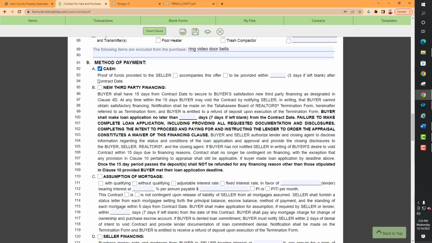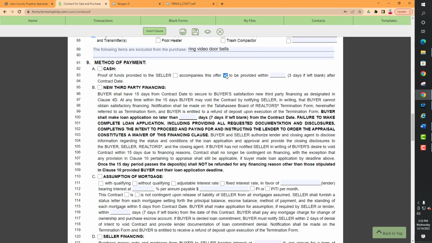You'll check cash. You'll come across, and hopefully you've got some sort of proof of funds with you already that the buyer has given you. You will check that and accompany it with the offer. If you don't have it, it's the weekend and they need to get with their financial planner on Monday to get you the proof of funds. You could check there and fill in the blank as appropriate or just leave it blank for 3 days.